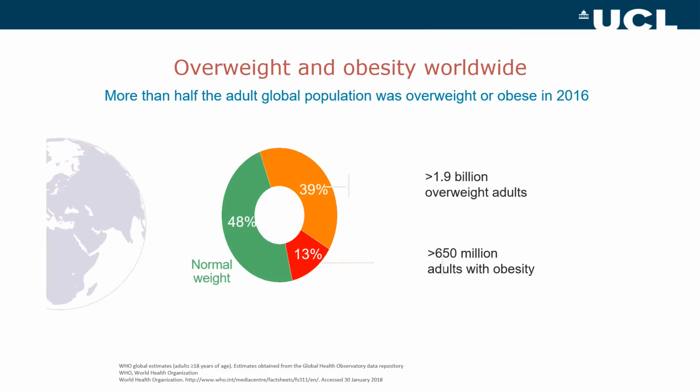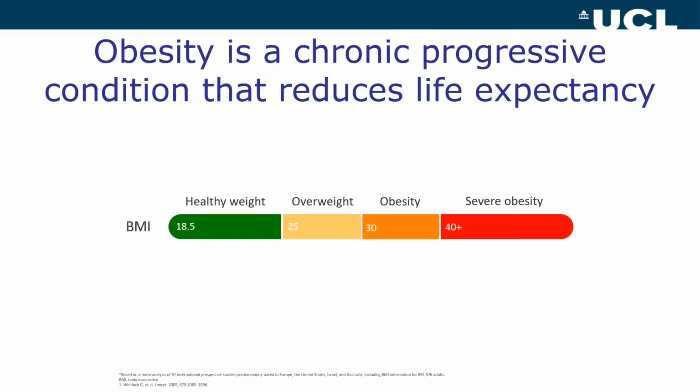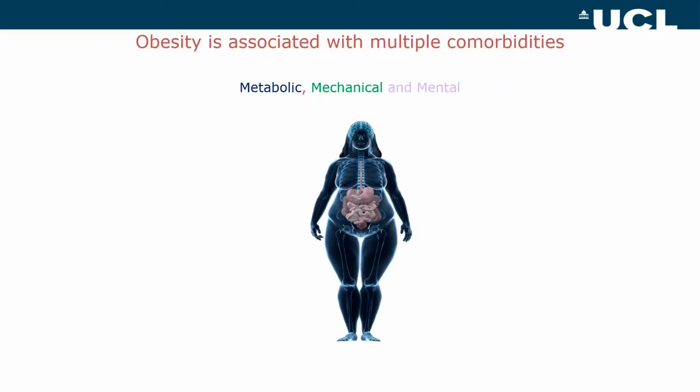Obesity is a worldwide issue. It's not just confined now to the developed world, but also the developing world, where health resources are often limited. And we estimate that 1.9 billion adults worldwide are overweight. And this is a chronic progressive condition that reduces our life expectancy. And we know that the life expectancy, once you have severe obesity, is reduced by up to a decade.